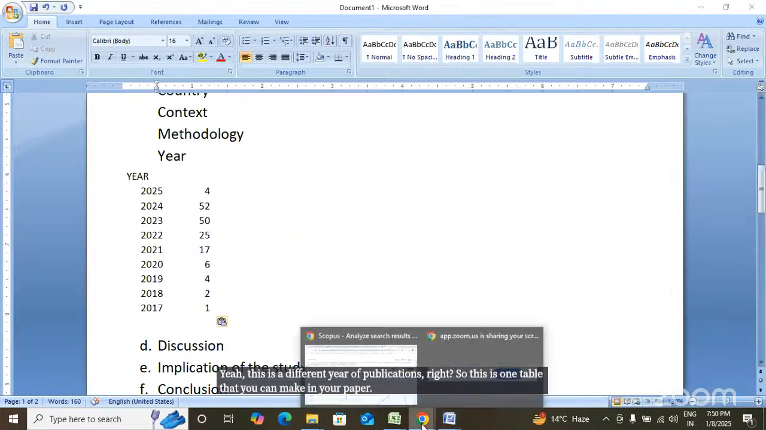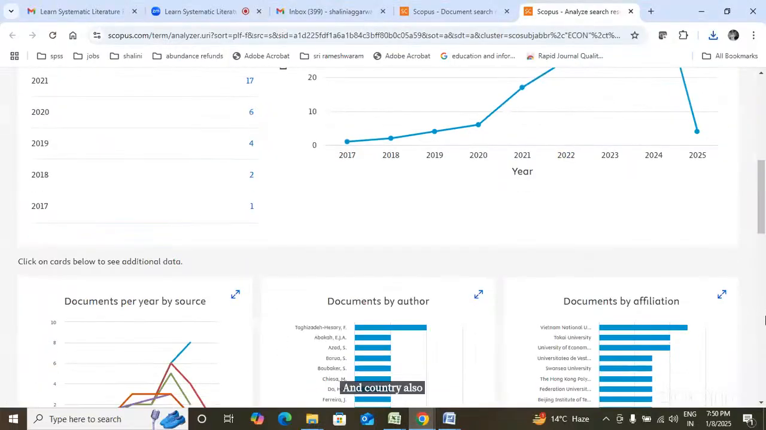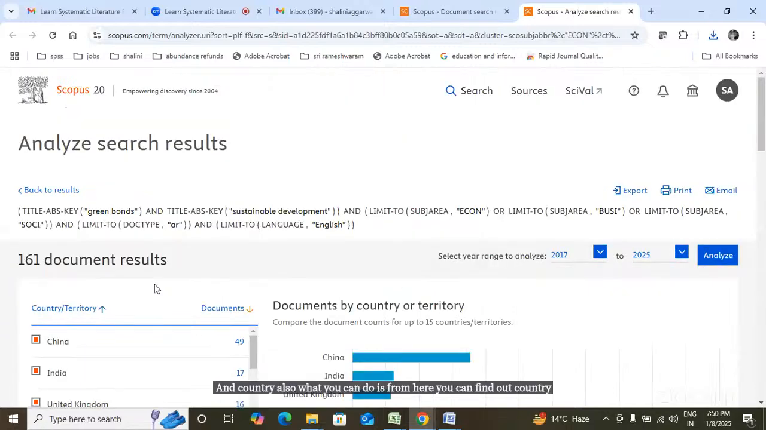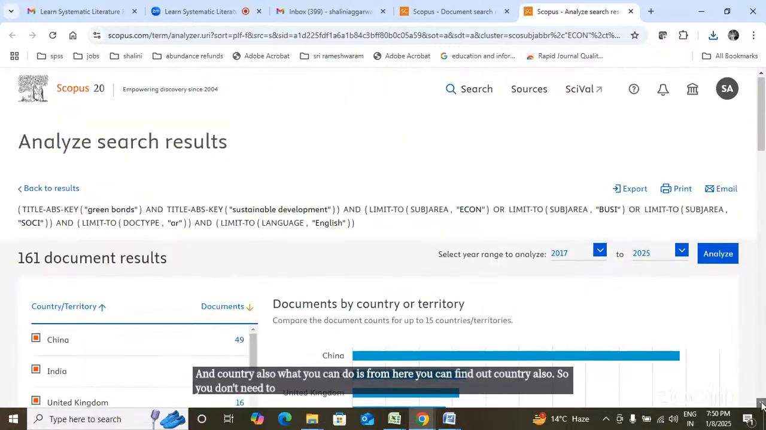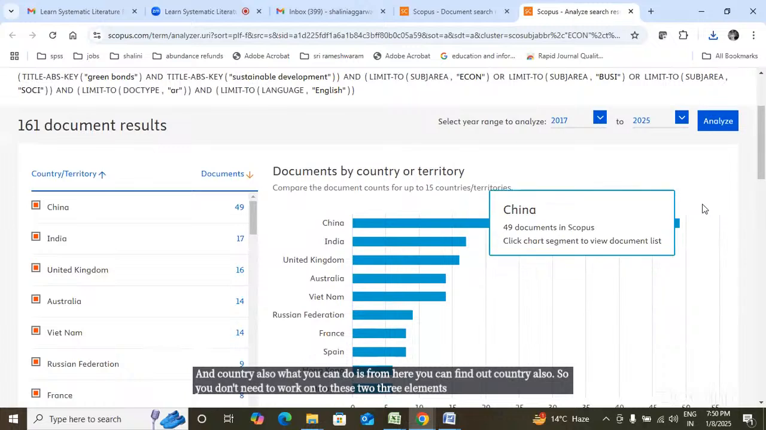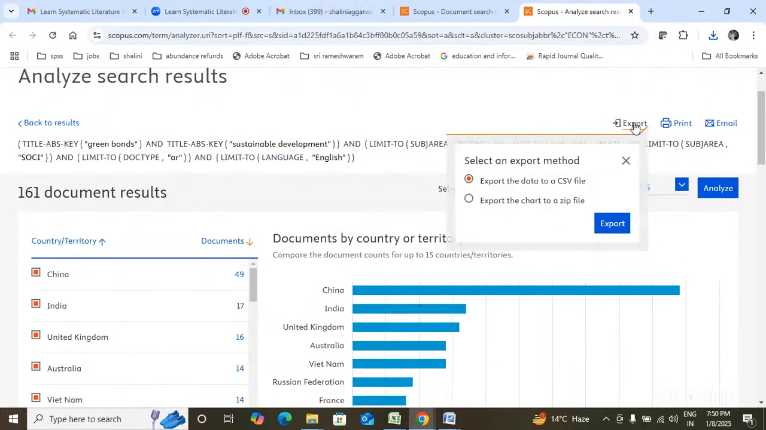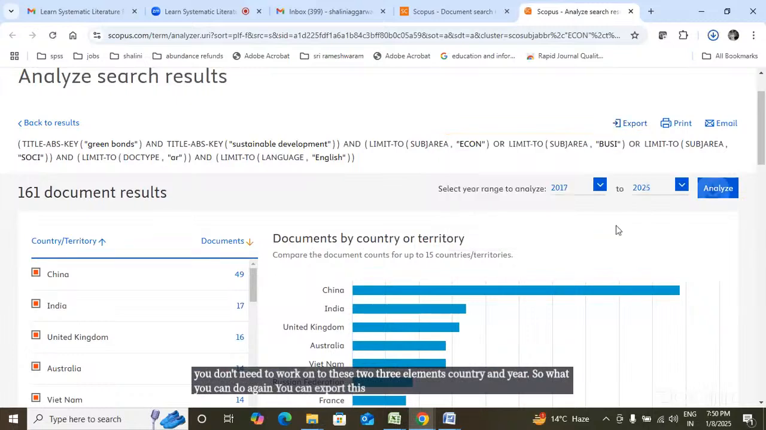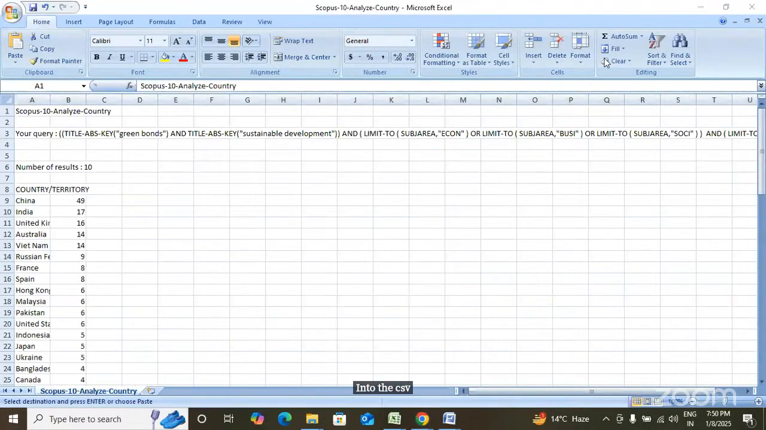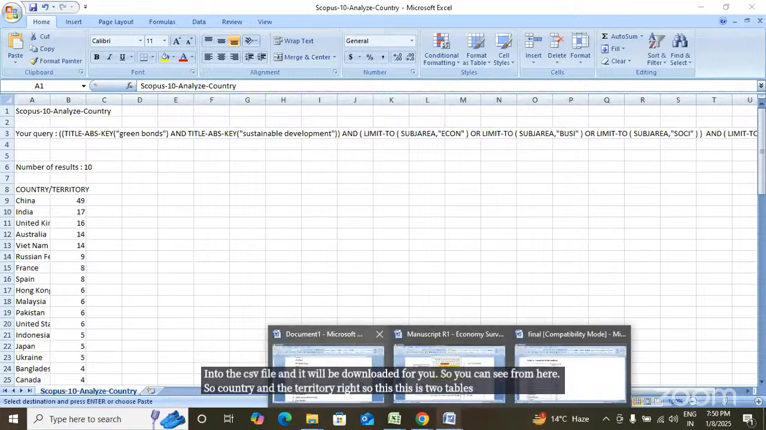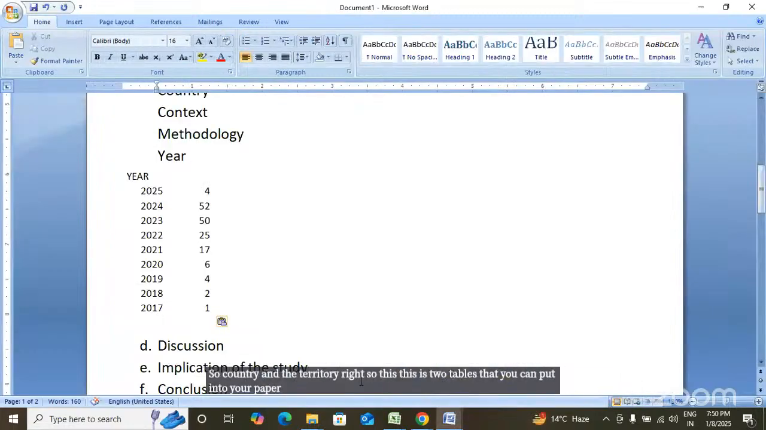And country also, from here you can find out the country also. So you don't need to work on these two or three elements, country and year. So what you can do again, you can export this into a CSV file and it will be downloaded for you. So you can see from here, country and territory, right? So these are two tables that you can put into your paper just like that, right?